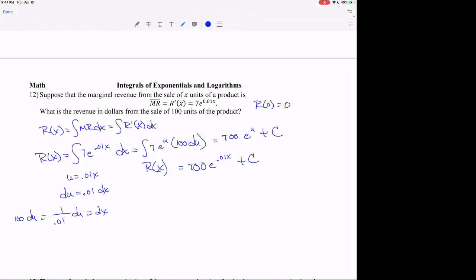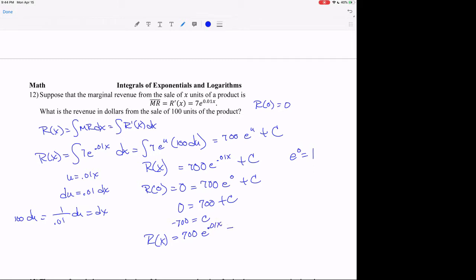Now I put in the fact that r of 0 equals 0, so that's 700 times e to the 0 plus c. Well, anything to the 0 equals 1, so that 0 equals 700 plus c. So then c equals negative 700. So that means that r of x equals 700 e to the 0.01 x minus 700.